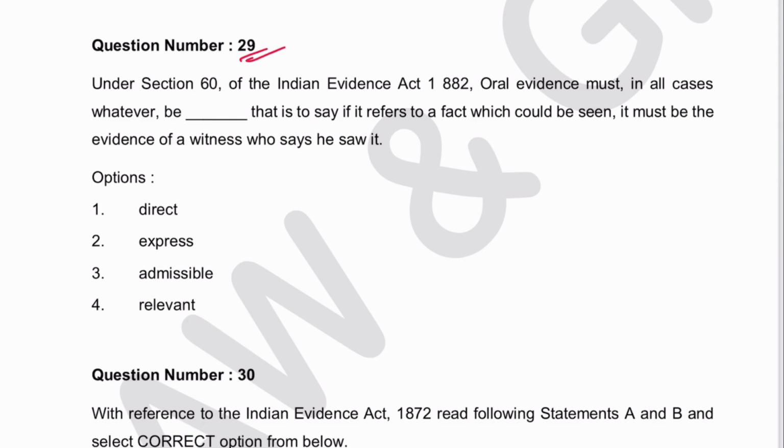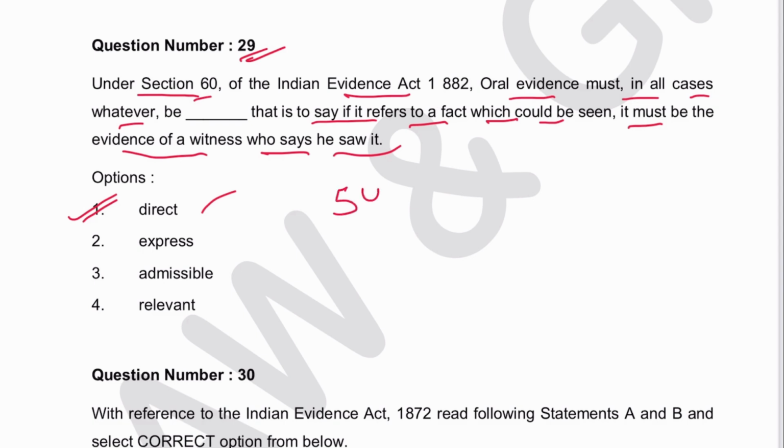Next, 29. Under section 60 of the Indian Evidence Act, oral evidence must in all cases whatever be dash, that is to say, if it refers to a fact which could be seen, it must be the evidence of a witness who says he saw it. Be direct. 1 is the answer. Now section 60 has become section 54 in Bharatiya Sakshya Adhiniyam.